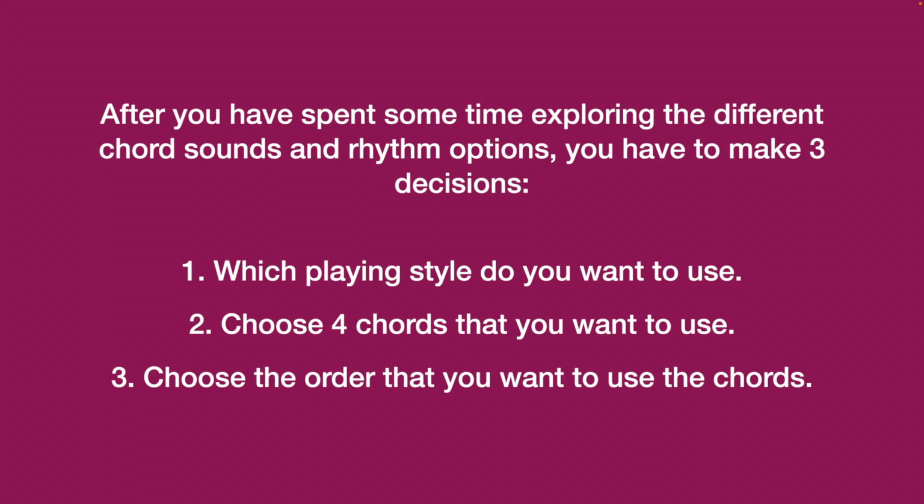So after you spent some time exploring the different chord sounds and rhythm options, you basically have to make 3 decisions before you start with this assignment. First, you want to choose which playing style you want to hear your chords in. Then you want to pick 4 chords. In each set, it gives you 8 different chords. Most chord progressions are made up of 4 chords. So from those 8, just choose the 4 that you want to use.